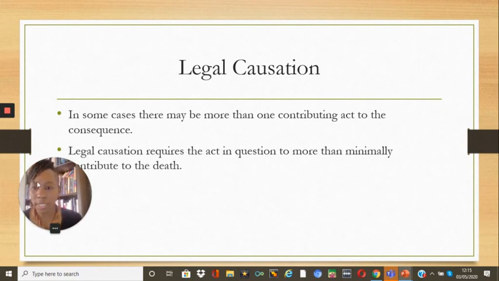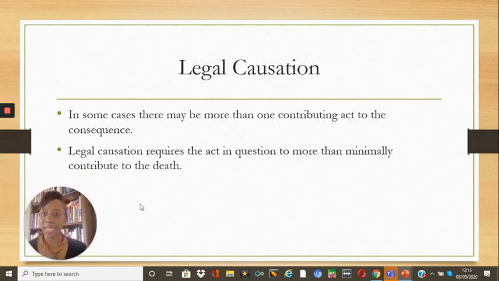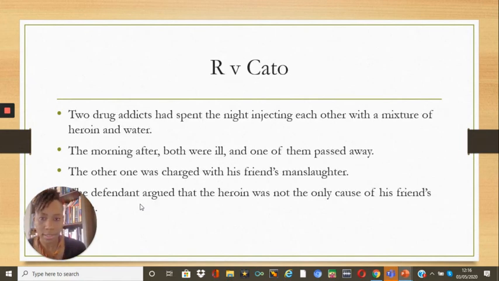So that's factual causation. But remember I said that the court needs to be convinced that not only factual causation is present, but that legal causation is present. And legal causation really becomes an issue when we have cases with more than one contributing act to the consequence. What the court is usually looking for is demonstration that the act in question, meaning the act that we're accusing the defendant of doing, is more than minimally contributed to the death of the victim.